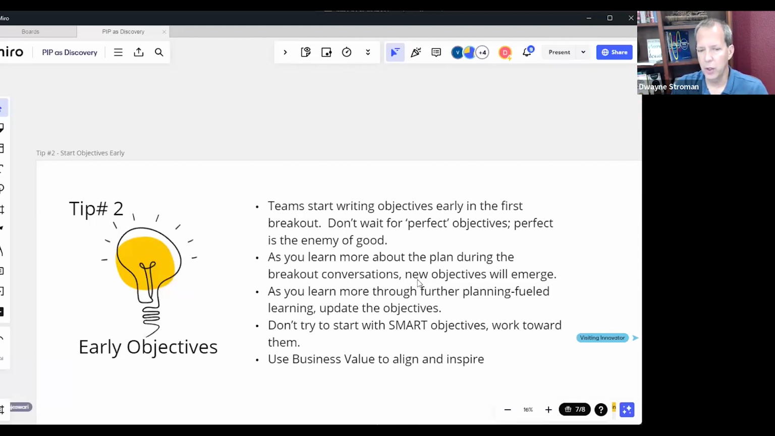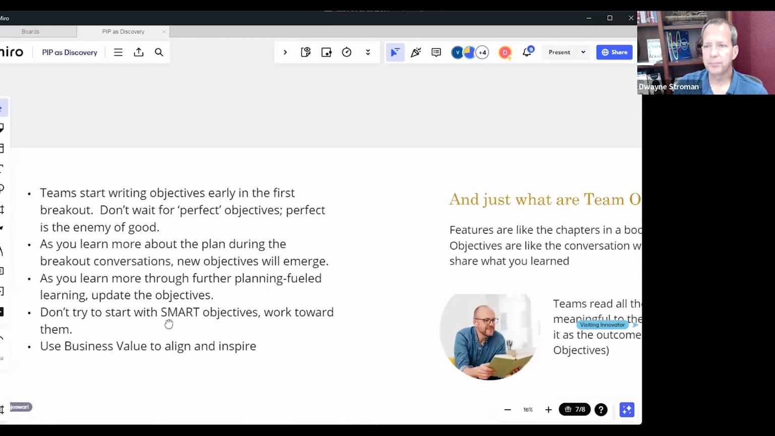Rather than trying to go towards the end and write a perfect objective the first time, which never happens, we instead start high level and we go back and fill it in as we go, as we learn more.